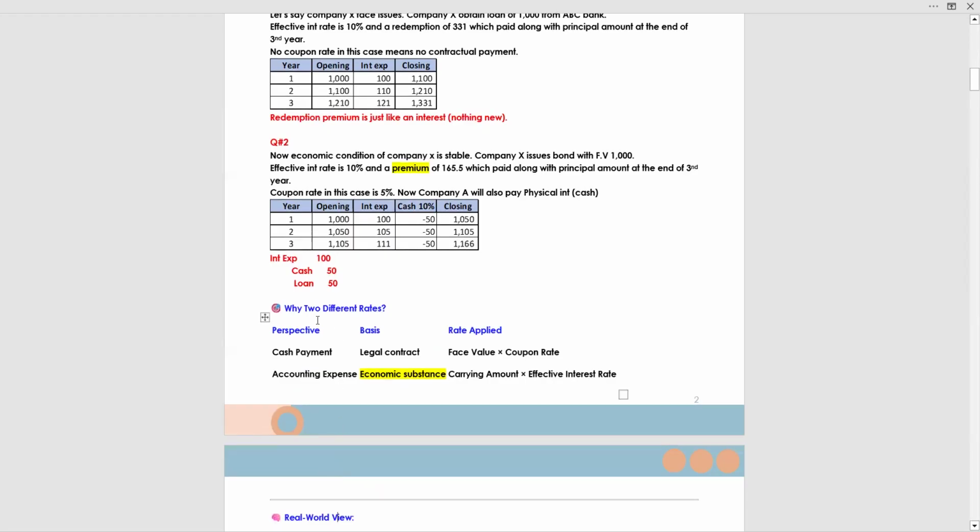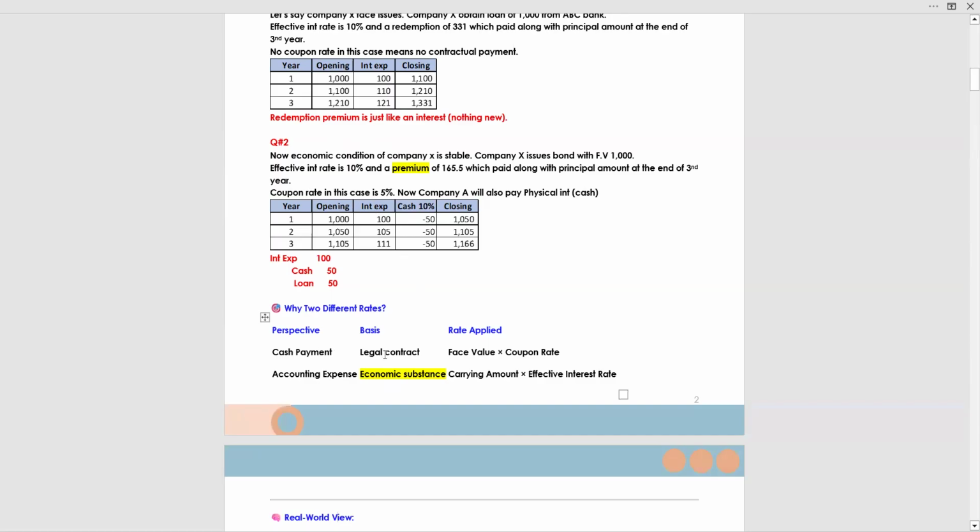Now you can ask why two different rates, effective interest rate and coupon rate. Let's read. Perspective, basis, rate applied: cash payment, legal contract, physical interest. Coupon 5% is the legal contract on which the term is specified. But why effective interest? This is for the investor's return, so that the investor can get the idea or the confidence: yes, we will recover our investment. So this is for the investors.